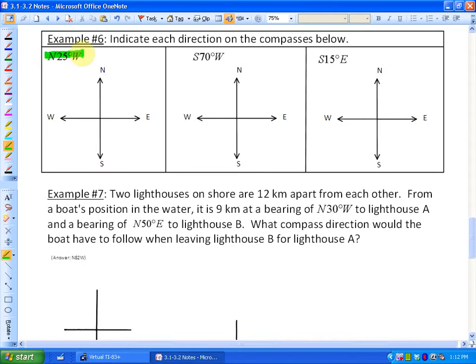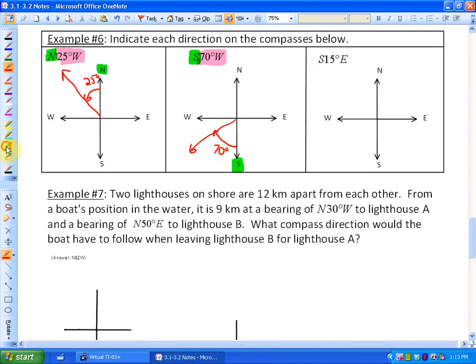Now, nautical degrees or directions are always used in relation to north and south first. So if we're looking at north 25 degrees west, what we would do is start at north, so north is right here, and then we'd move 25 degrees west from north. We're just approximating here, that would be roughly north 25 degrees west. South 70 degrees west, you'd start at south and move 70 degrees west from there. So 70 degrees west from the southern direction is roughly in that type of direction right there.